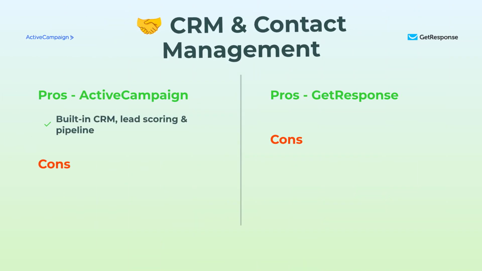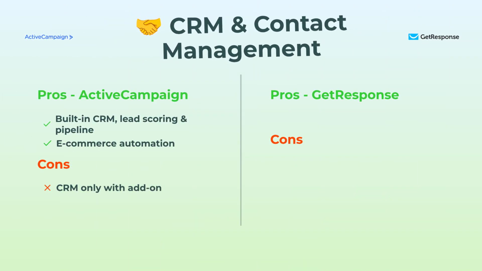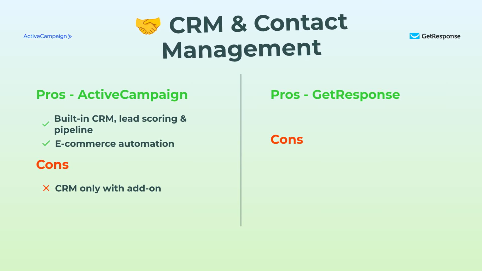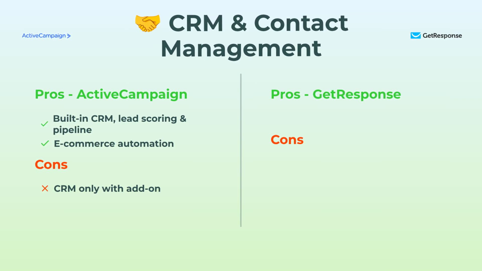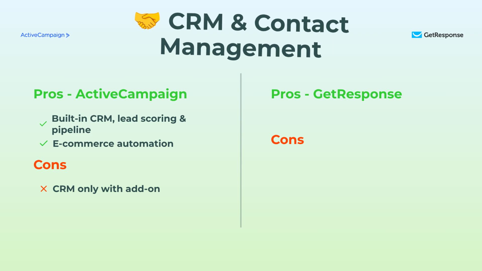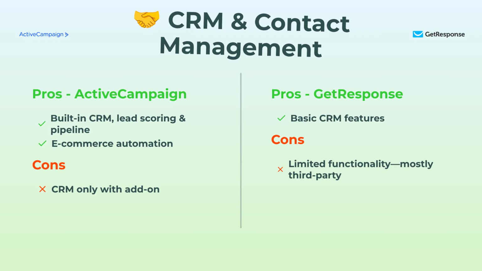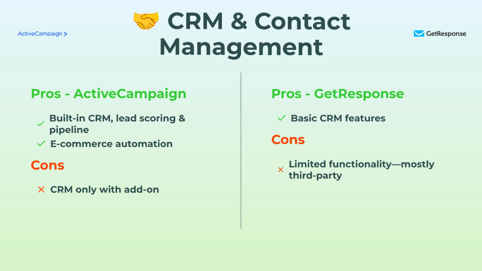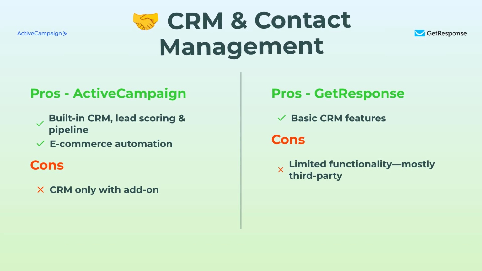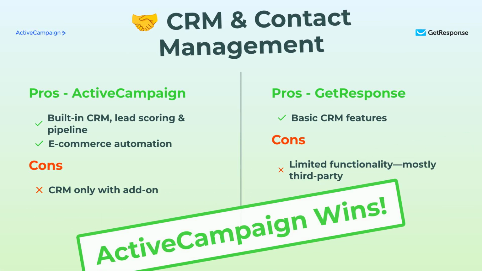Moving over to CRM and contact management, let's get nerdy. ActiveCampaign actually comes with a built-in CRM system, plus things like lead scoring and automated pipelines. Like, if you ever thought about merging email with a sales pipeline, this can be gold. Just one thing. A lot of the powerful bits come as add-ons, so watch pricing there. GetResponse will let you do basic contact stuff. But if you want real CRM horsepower, you're looking mostly at integrations with other tools. So yeah, ActiveCampaign, it's the clear winner here.